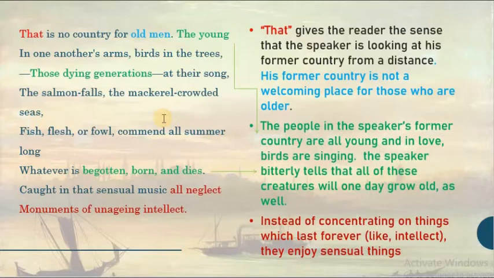Mortal, we are mortals. At their song, the salmon falls, the mackerel crowded seas. You see, this country, which the poet is saying is not suitable for old people, is filled with all aspects of life, fish, flesh, or fowl, all living creatures, whatever is begotten, born, and dies. So what is this thing that all living creatures share? It is that they are all born and they are going to die one day. So this mortality, according to the poet, is something that is bothering him.